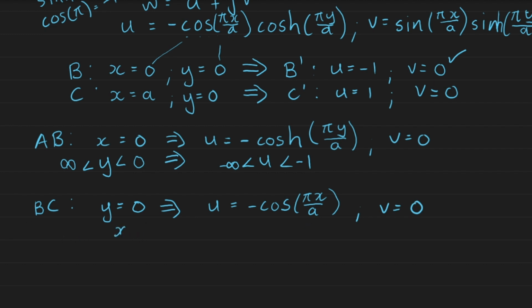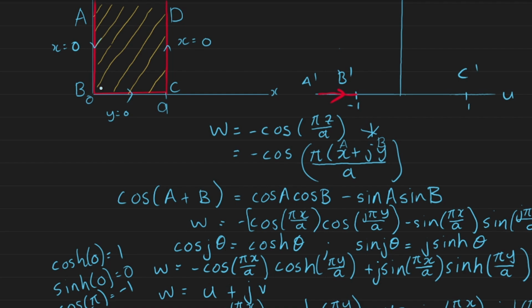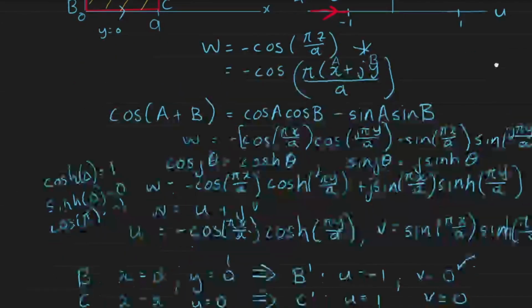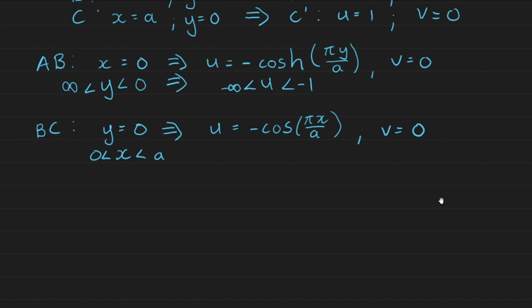And in terms of x, we can see that it is going from 0 and stopping at a. So remember at the line BC, x is going from 0 to a. We convert that in terms of u and v. If we substitute in 0, we have cos of 0, which gives -1. And if we substitute in a over a, which is 1, we have minus cos pi, which gives us 1. So that means that BC transforms to being between -1 and 1 in terms of u.